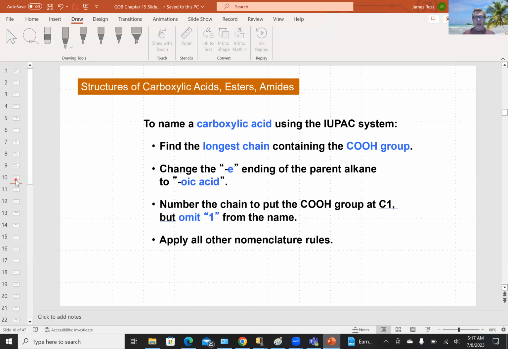Okay, so carboxylic acids always have this ending, oic acid. So for example, a carboxylic acid with 2 carbons in it would be ethanoic acid. You have methanoic acid, ethanoic acid, propanoic acid. So you see this suffix oic acid to represent the carboxylic acid.